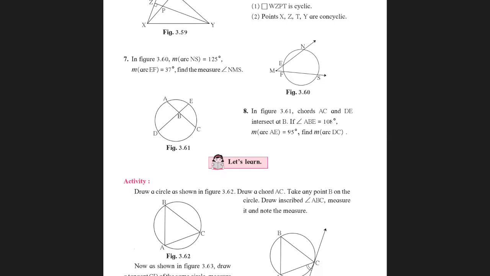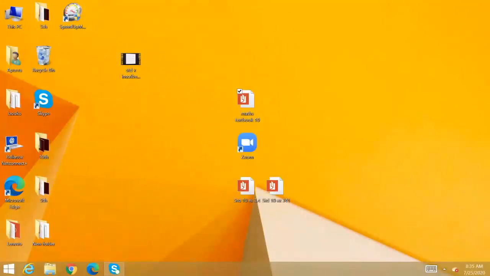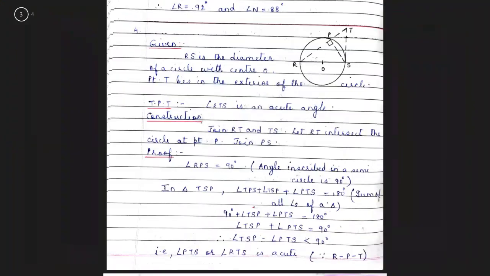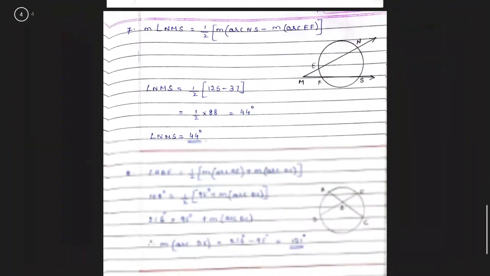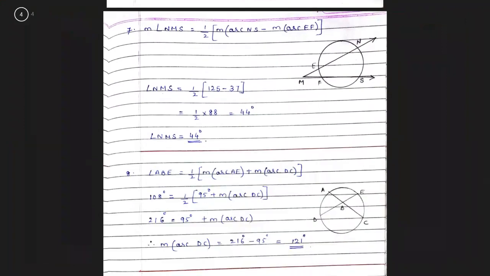You have this figure given. Arc NS is 125, arc EF is 37. You have to find out the measure of angle NMS. So to do that, we directly apply this formula. This is what you had written as points number 9 and 10. So half of the measure of arc NS minus the measure of arc EF. So half of 125 minus 37, which is 88, and so the final answer is 44.